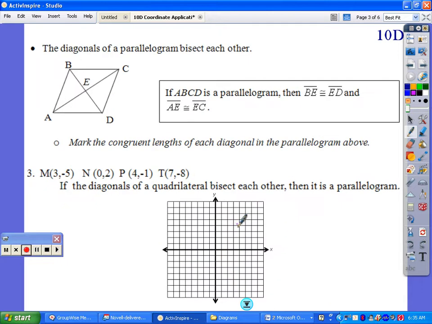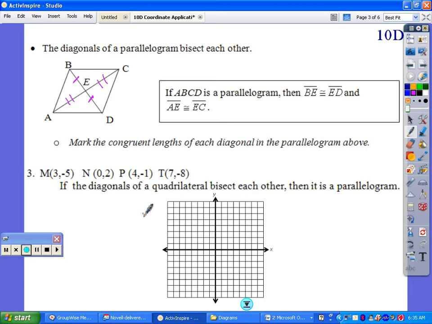Okay. The third way to prove a quadrilateral is a parallelogram, which might be the hardest one, is that the diagonals of a parallelogram bisect each other. So in this parallelogram, in order for it to be one, BE would have to be congruent to ED, so I'm going to mark the lengths of each diagonal. And then AE would have to be congruent to EC.